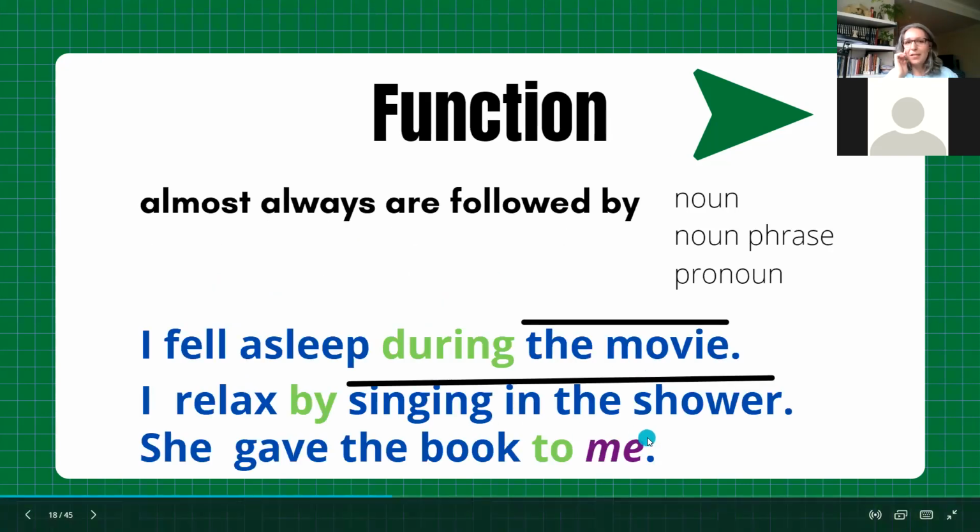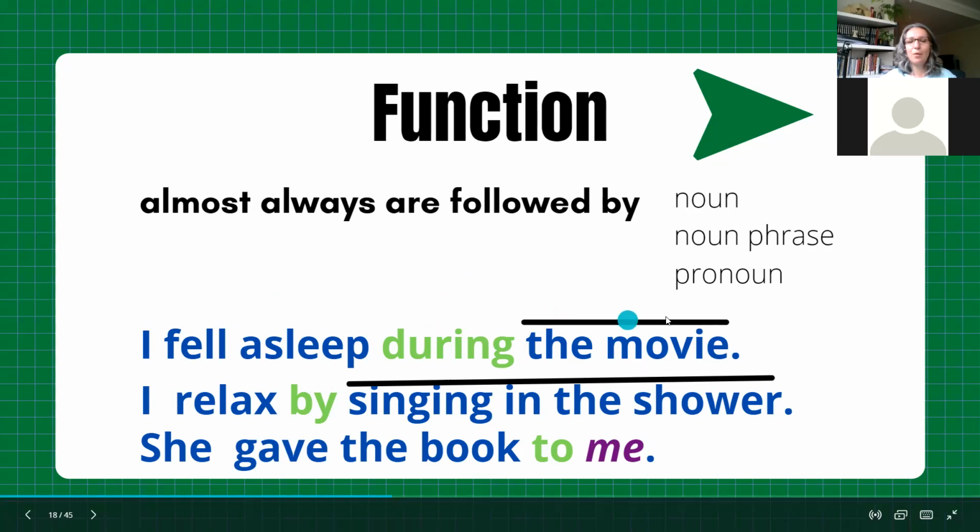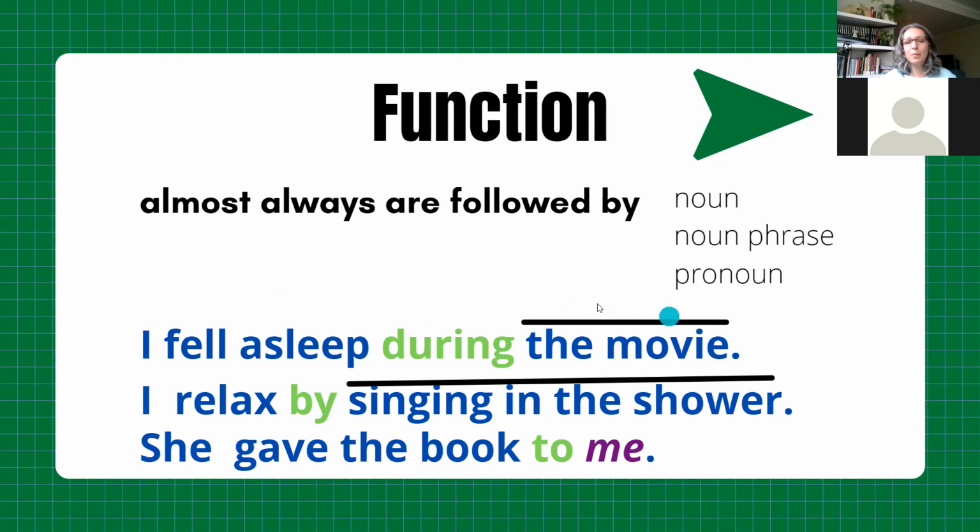Right, there's some functions here. The function is almost always followed by a noun, noun phrase, or pronoun. I've got a couple of examples. One is: I fell asleep during the movie. So here is our preposition, and here's our noun, the movie. We know it's a noun because it's introduced by its article.